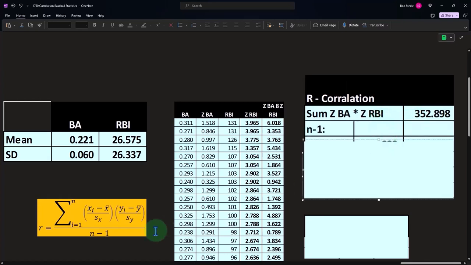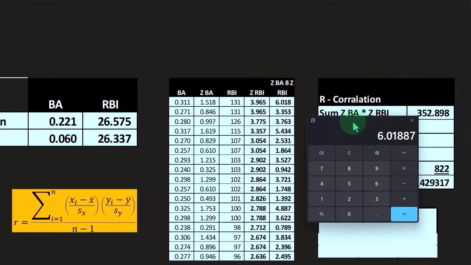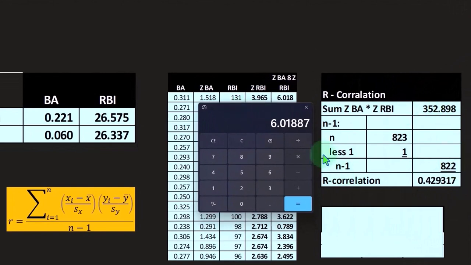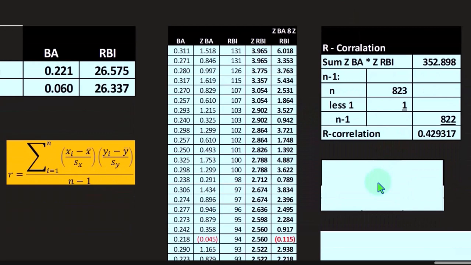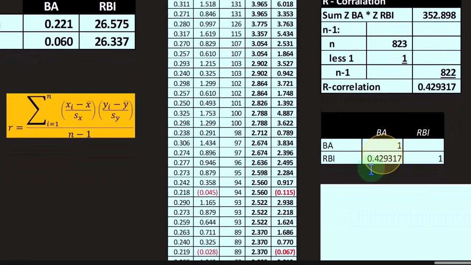The denominator is going to be n minus 1, so we can then take the number of data points, in this case 823 minus 1, that gives us 822. And then we have the numerator and denominator in the outer columns. So I can then say, all right, this is 352.898 divided by 822, and we get 0.429. So that's more highly correlated. I can do the same thing with my data analysis tool to double check it, and that looks good.